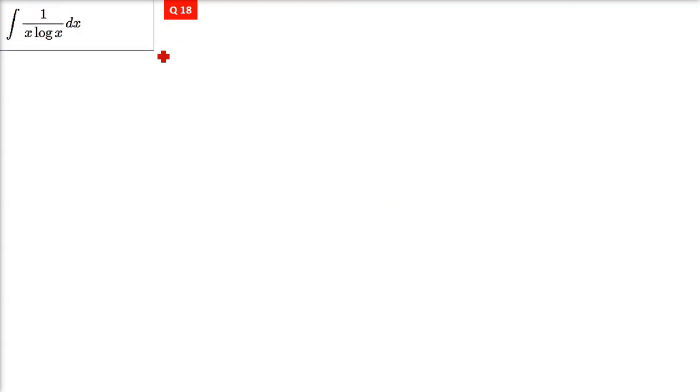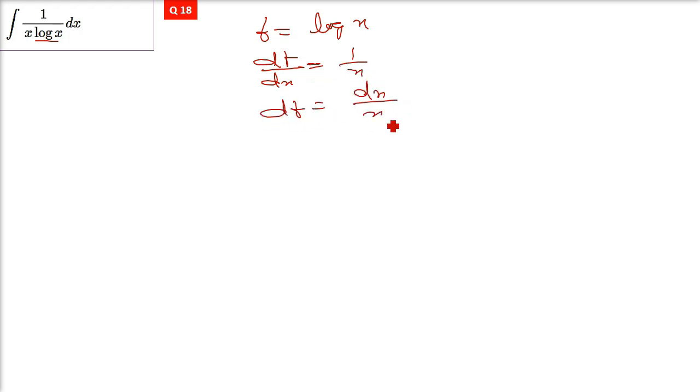Now this is quite straightforward for you. Log x gives you directly 1 by x. So just take log x as t. Dx by x will automatically come. So I'm now equating t as log x. Dt by dx will be derivative of log x, which is 1 by x. Dx you can take on the right hand side. So dt will become dx by x.